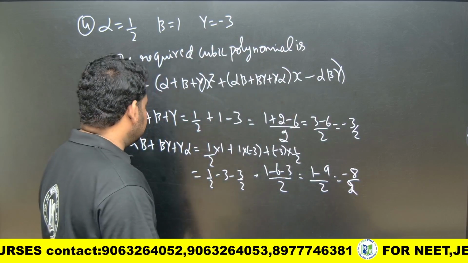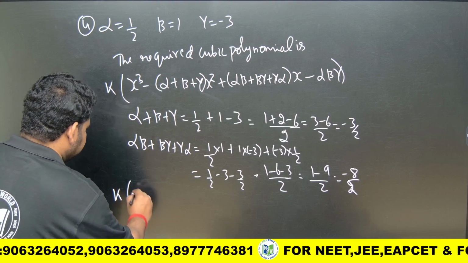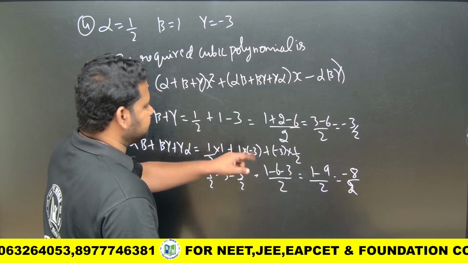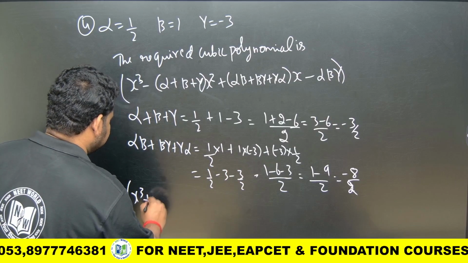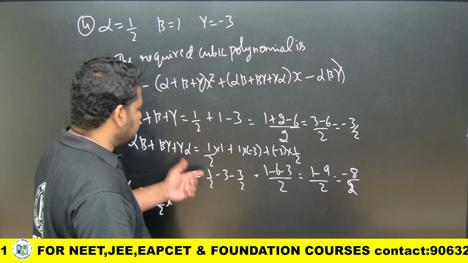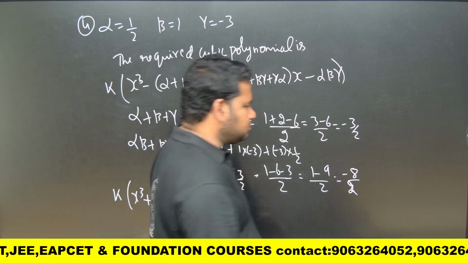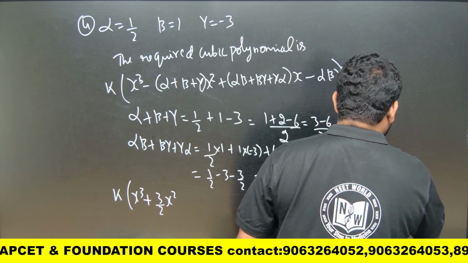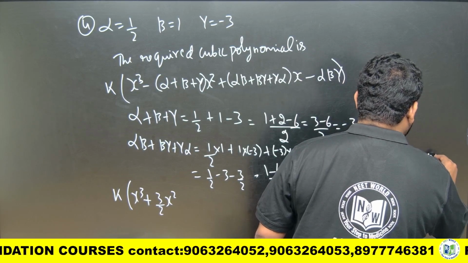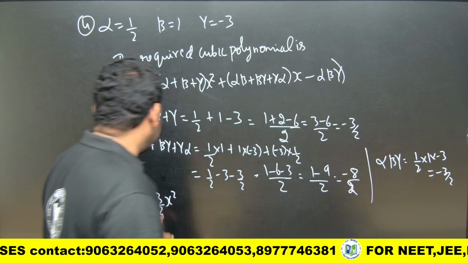Now, we have to put these values here. So, this will become k into x cube minus sum of the zeros. Sum of the zeros is minus 3 by 2. So, minus into minus will become plus 3 by 2 times x square. And product of the zeros taken 2 at a time. But one more thing we have to find now, that is the product of the zeros, that we have forgotten. Alpha beta gamma is 1 by 2 into 1 into minus 3, that is nothing but equal to minus 3 by 2.